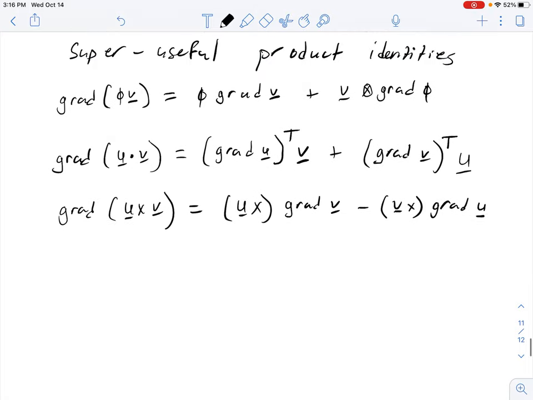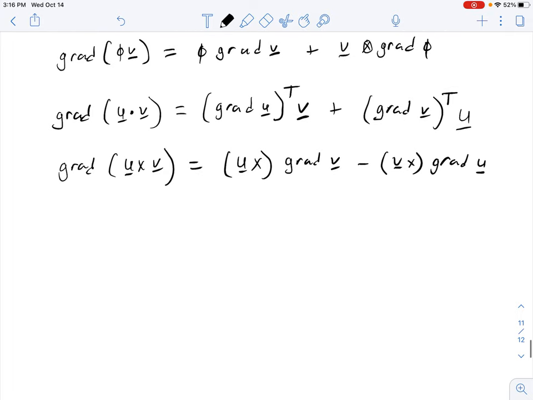All right, now on to some divergence identities. The divergence of the product of a scalar field and a vector field is equal to the scalar times the divergence of the vector field plus v dot the gradient of the scalar field.